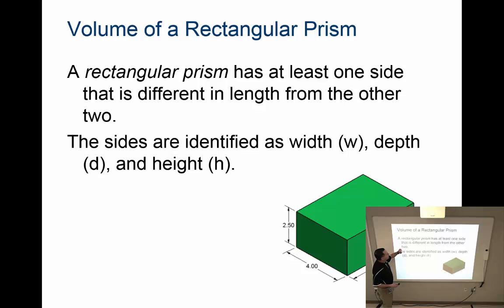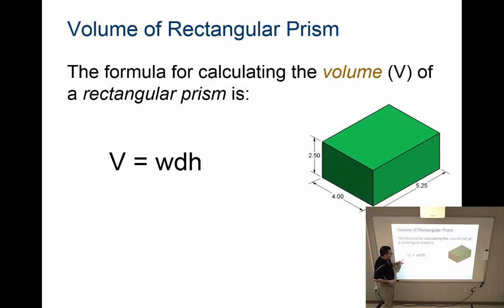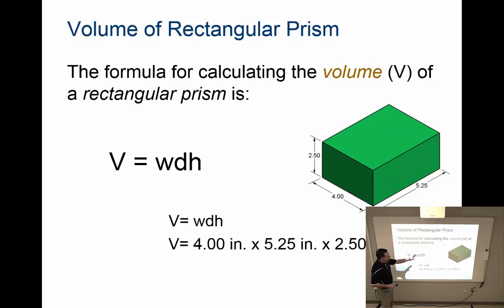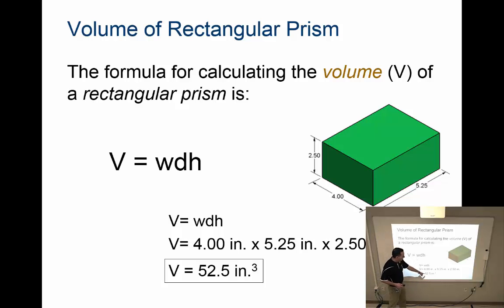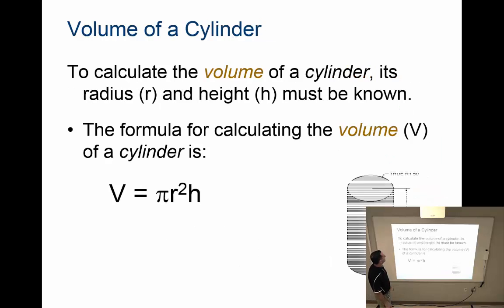The volume of a rectangular prism is calculated by the width, depth, and height of the object. So I need to know these measurements. That's the formula that I'm going to use. If I plug these numbers in, 4 represents the width of the object, 5.25 is my depth, and 2.5 is the height. Multiply through and I get 52.5 inches cubed for a rectangular prism.